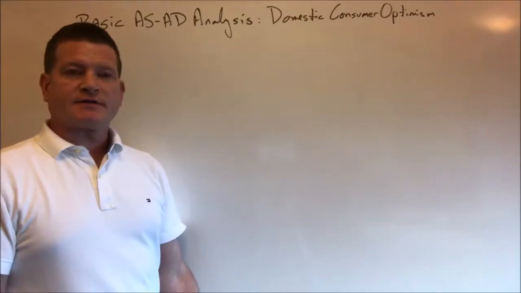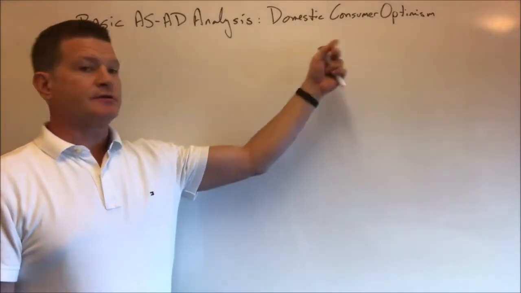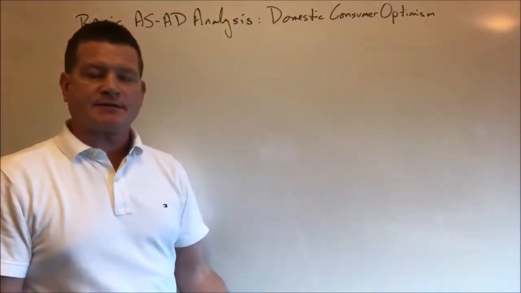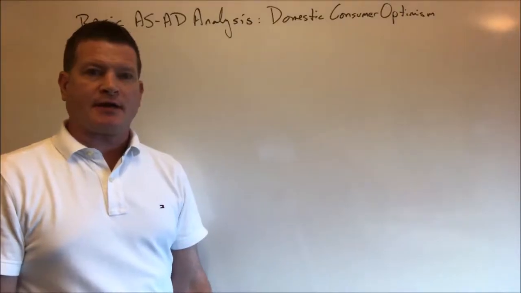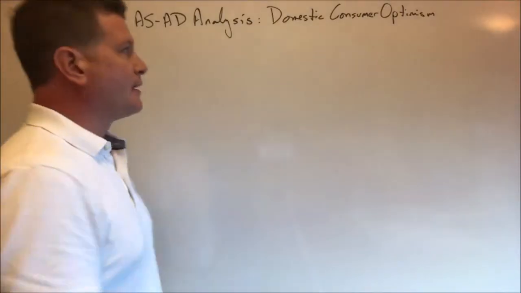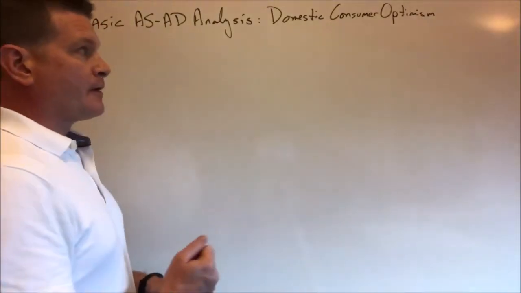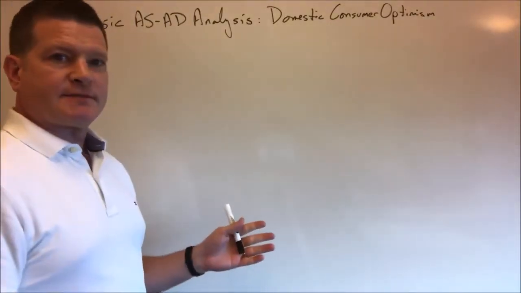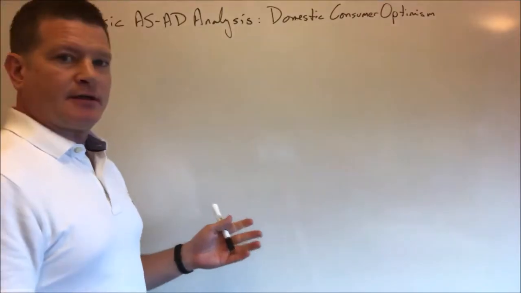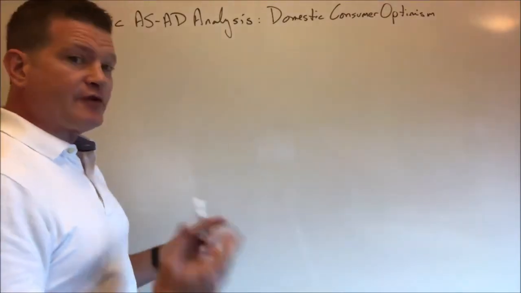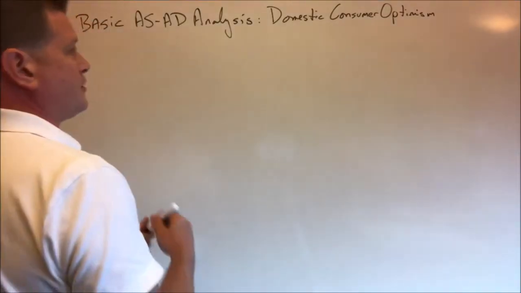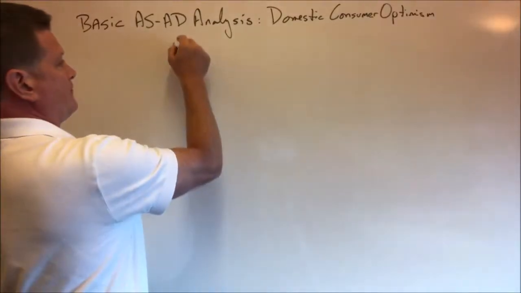Let's consider a very simple case of domestic consumer optimism, and let's see how to analyze that in an aggregate demand, aggregate supply framework. So let's follow the simple steps that we use to analyze everything in aggregate demand, aggregate supply. The first step is almost always draw your diagram.